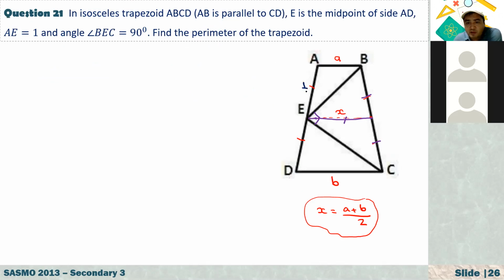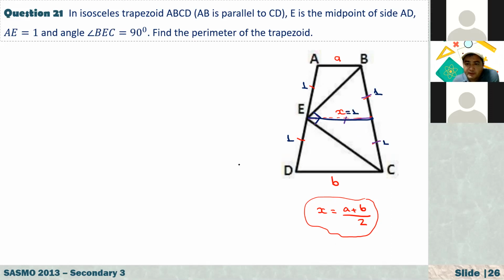That means this is 1. Also, this is 1. And now, if I label the midpoint of BC and join with this line segment, this will be 1. This will be 1. And since it is a right angle triangle, this X should be equal to 1. And using that formula, what is X? X is equal to A plus B over 2, and that is equal to 1. Now from here, what is A plus B? A plus B is equal to 2, the first step.